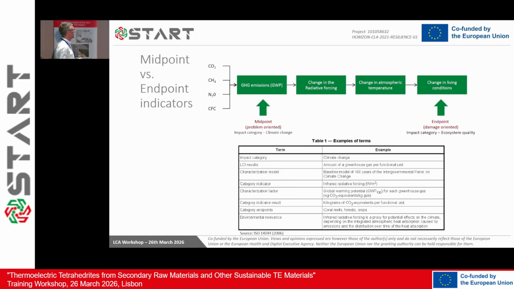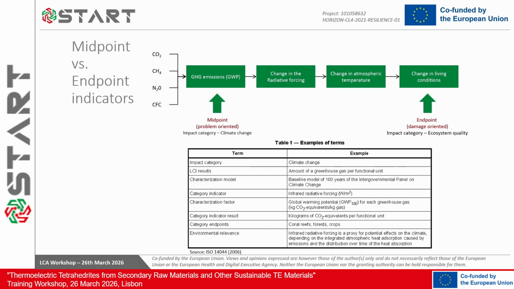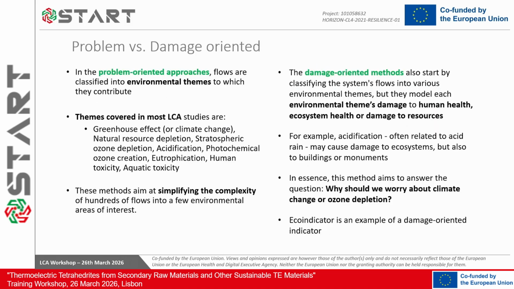So this is just a figure to explain what I have just said. You have, for instance, greenhouse gas emissions. This is a midpoint indicator. You can measure how much has been emitted. Then this will have consequences in terms of changing the radiative forcing in the Earth's atmosphere. This will change the temperature and then possibly generate changes in living conditions, and that will affect human health, and then it can be measured as a damage. Sorry. And so I think that has been made clear.